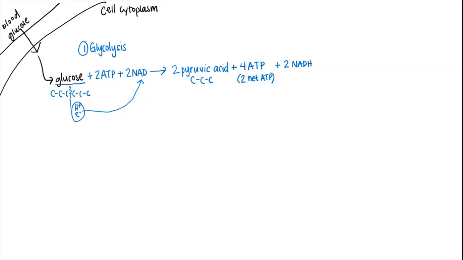And again, it's important because we're going to be tracking these electrons. So there's an electron on that hydrogen atom, and we'll be tracking those electrons to use later. Think of the electron as the energy carrier. It's carrying energy.